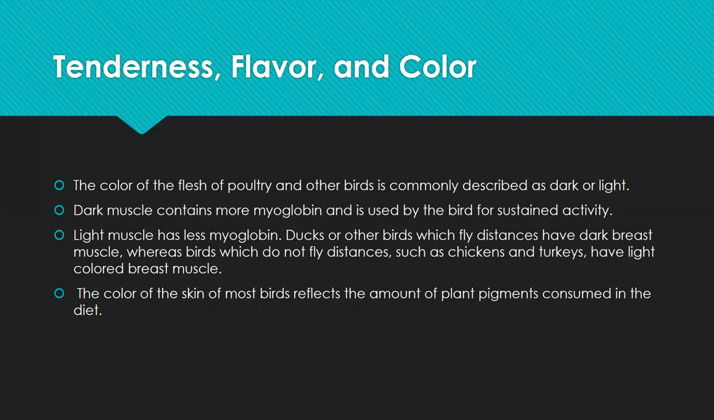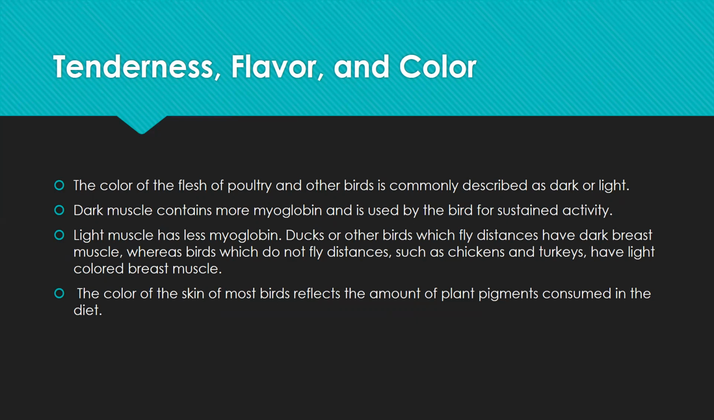The dark muscles contain more myoglobin, and they are used by the birds for sustained activity. Light muscle has less myoglobin. Ducks or other birds that fly distances have dark breast muscles, whereas birds which do not fly distances, such as chickens and turkeys, have light colored breast muscles.